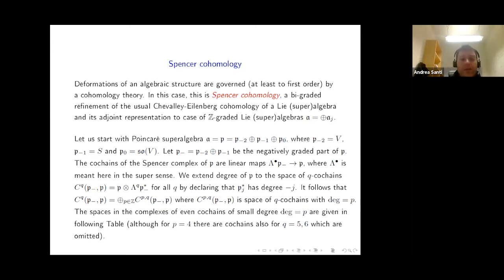So for us, it's interesting the case of q equal two, because that's where infinitesimal deformations of Lie brackets live. But remember that the operation of bracket in a Lie superalgebra is an even operation. And for us, parity is compatible with Z degree. So at this stage, we are not really interested in degrees p which are odd. We are only interested in even degrees.